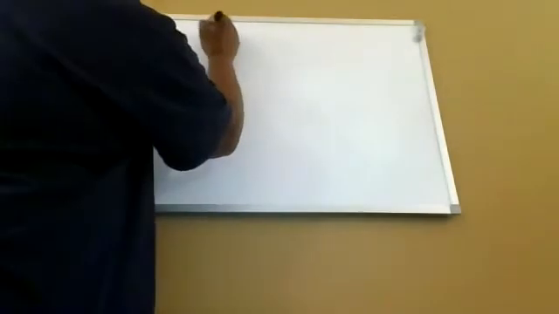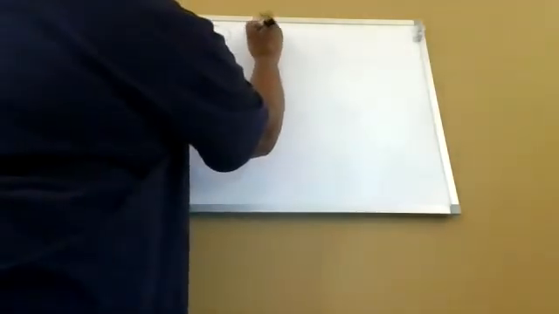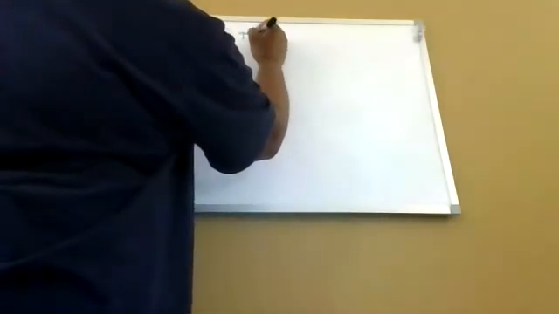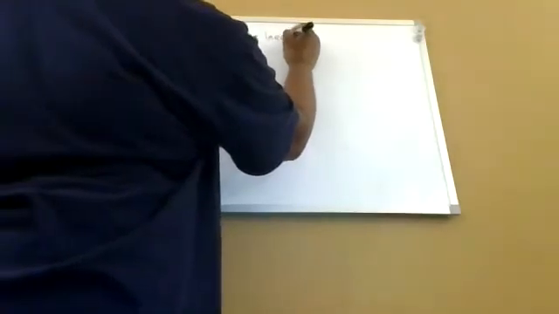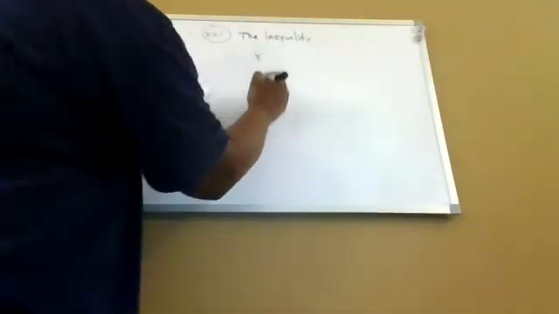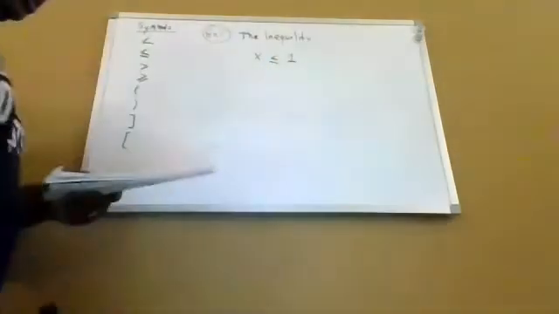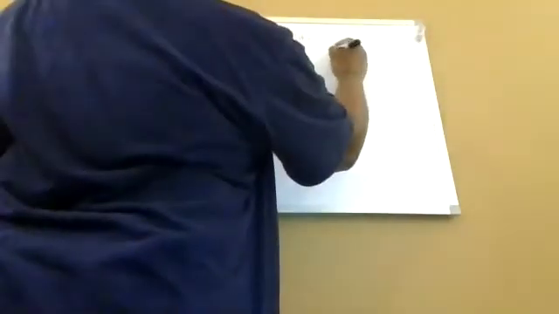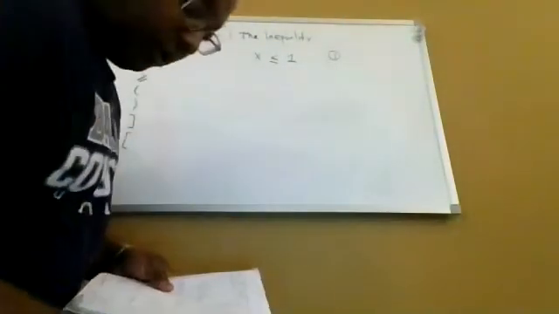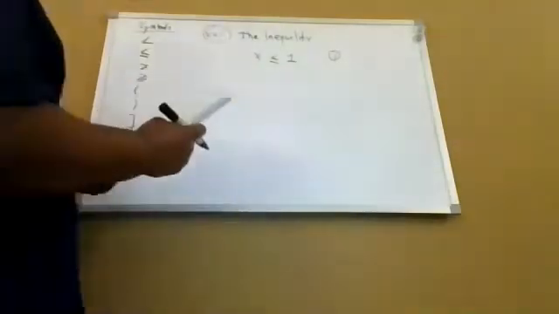All right. So for example, number one, what we have is the inequality x is less than or equal to the number one. Now this means three things. The first thing it means is that all numbers are less than or equal to one. That's what this x stands for.